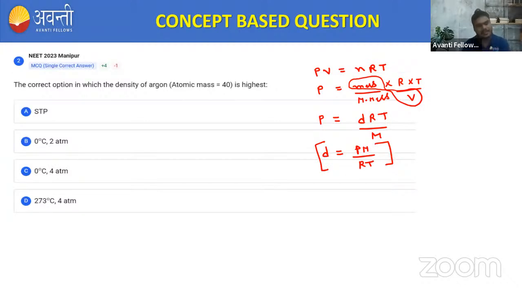So we can say कि pressure should be maximum and temperature should be minimum. ठीक है. For the maximum density, अगर मैं बोलूँ कि density maximum हो, if the density is maximum, then क्या होना चाहिए? Pressure क्या होना चाहिए? Pressure must be maximum.